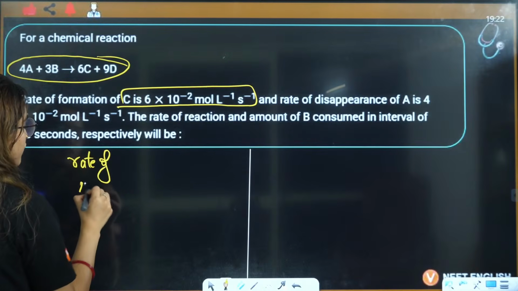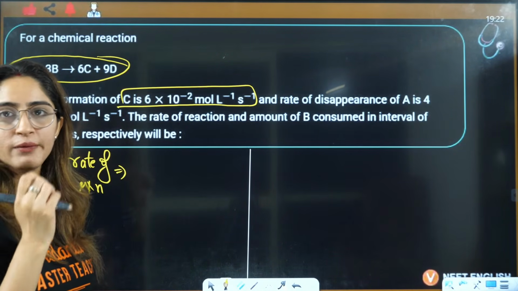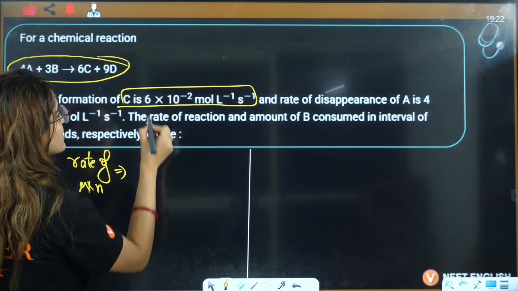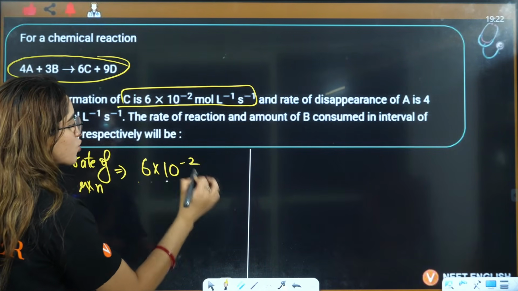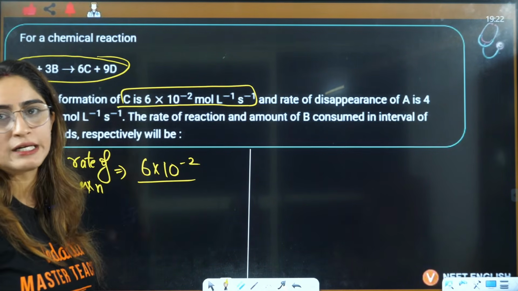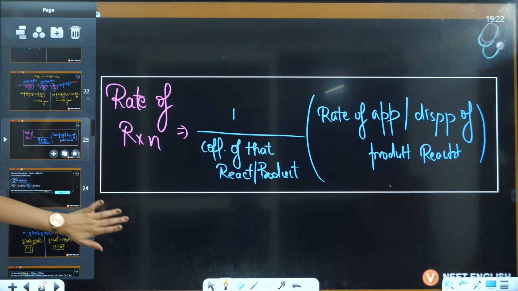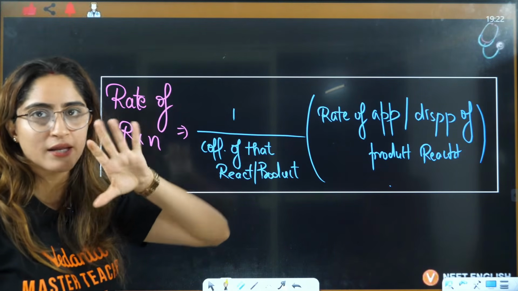The rate of reaction will be... This will be the rate of appearance or disappearance. This is formation, so it will be 6 into 10 raised to minus 2 divided by the coefficient. This is what I told you here. The rate of reaction is 1 by the coefficient times the rate of appearance or disappearance, right?